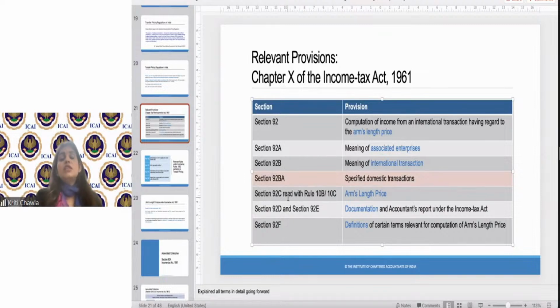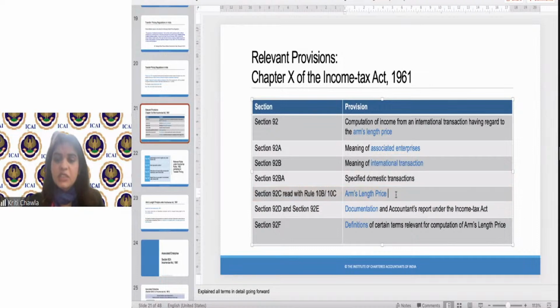Then there is the meaning of arm's length price. I've been saying that there are methods to compute arm's length price. In our example, the price was 120. But how do you arrive at 120 rupees? What is the formula to compute 120? That formula is provided in section 92C, which covers how to compute arm's length price.